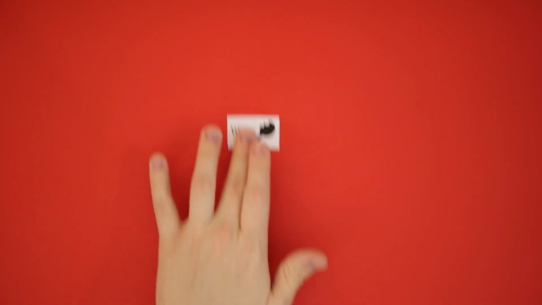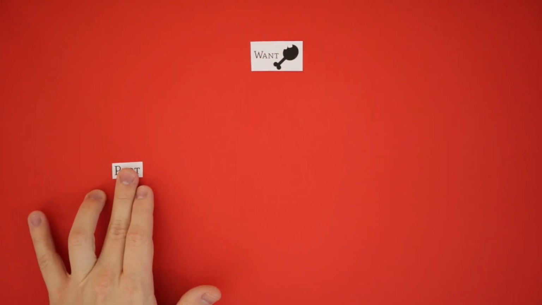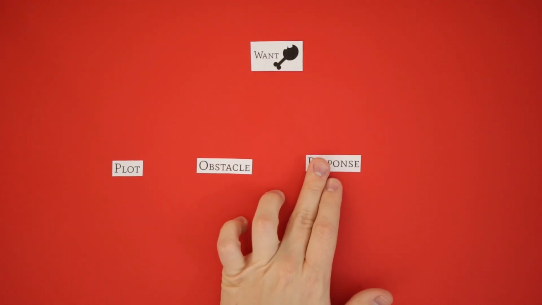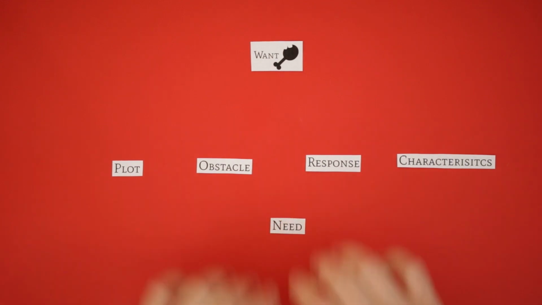Want and need are the two most important parts of a character. A character's want defines the plot. How they respond to obstacles is what defines their characteristics, and their characteristics will define what they truly need. These are the fundamental aspects of creating a character that pulls in an audience and informs them about the human condition.